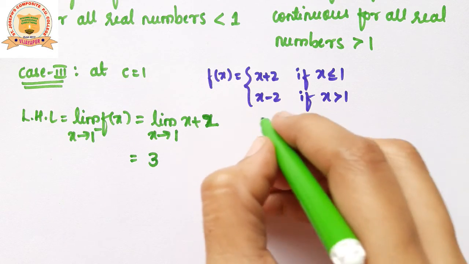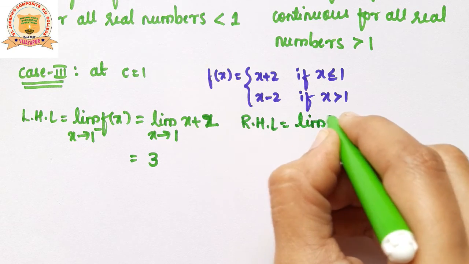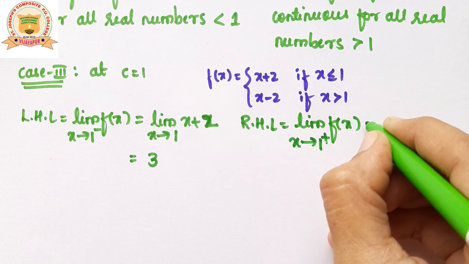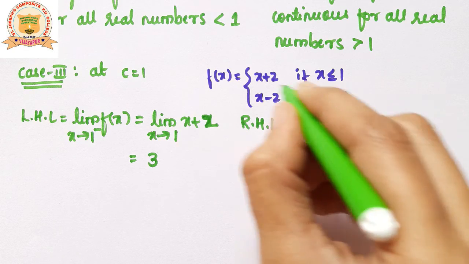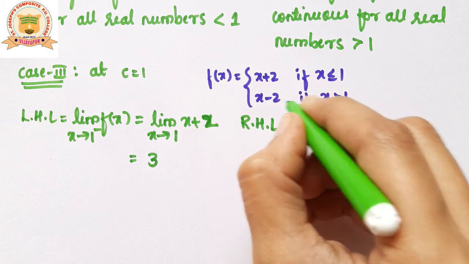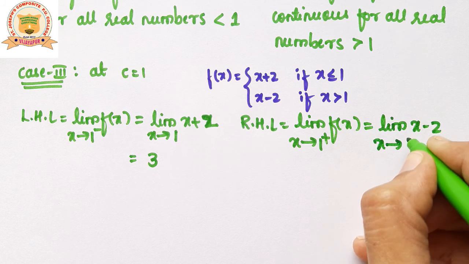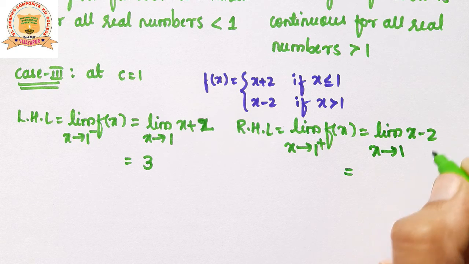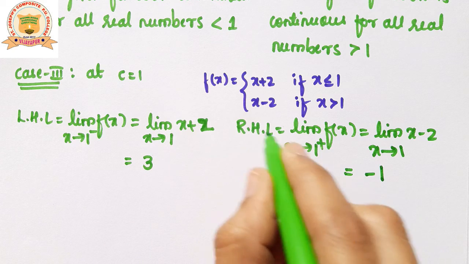Next we will find RHL, the right hand limit. That is the limit of f of x as x tends to 1 plus. 1 plus means greater than 1. For greater than 1, what is the functional value? Its value is x minus 2. Therefore, in place of f of x, we substitute x minus 2. Limit of x minus 2 as x tends to 1. In place of x, if you substitute 1, 1 minus 2 is what? Minus 1. LHL value is 3, RHL value is minus 1.